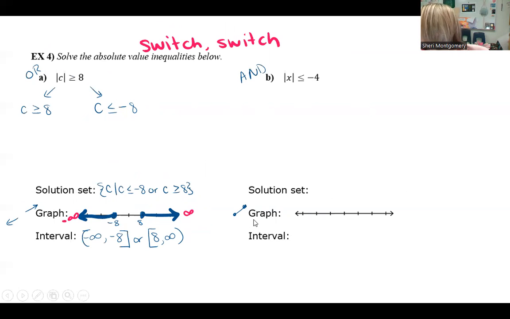Any other questions on the OR graphs, the OR problems, greater OR? Are we good so far with the inequalities? It's a lot to remember, I know, but the more problems we do, the better we will get.